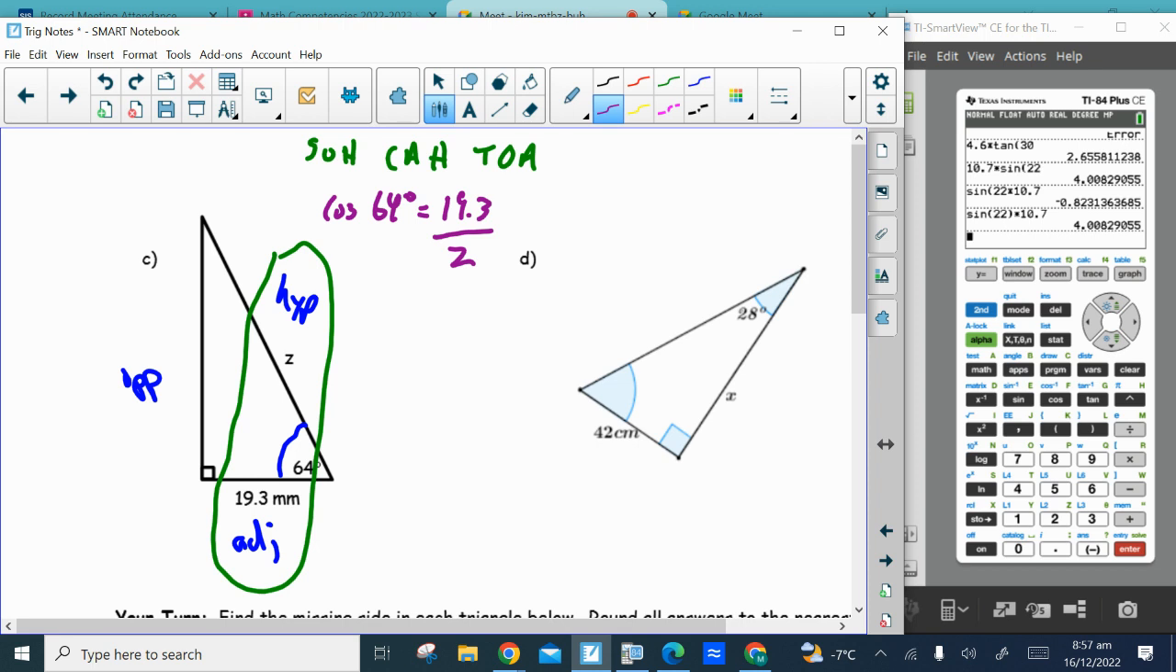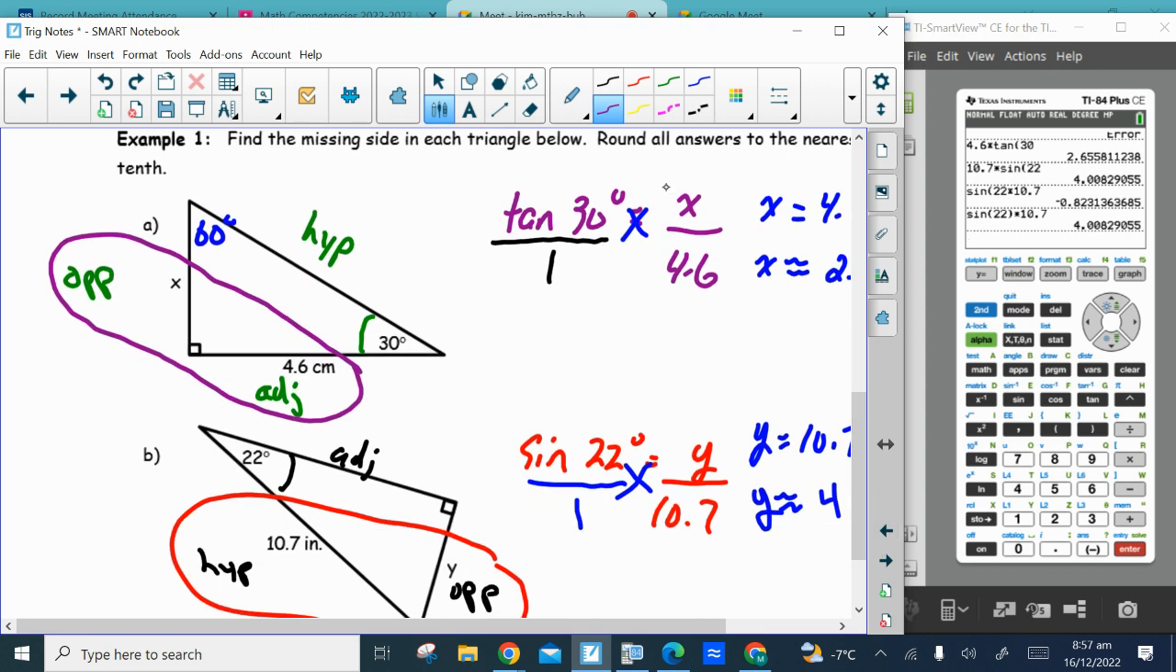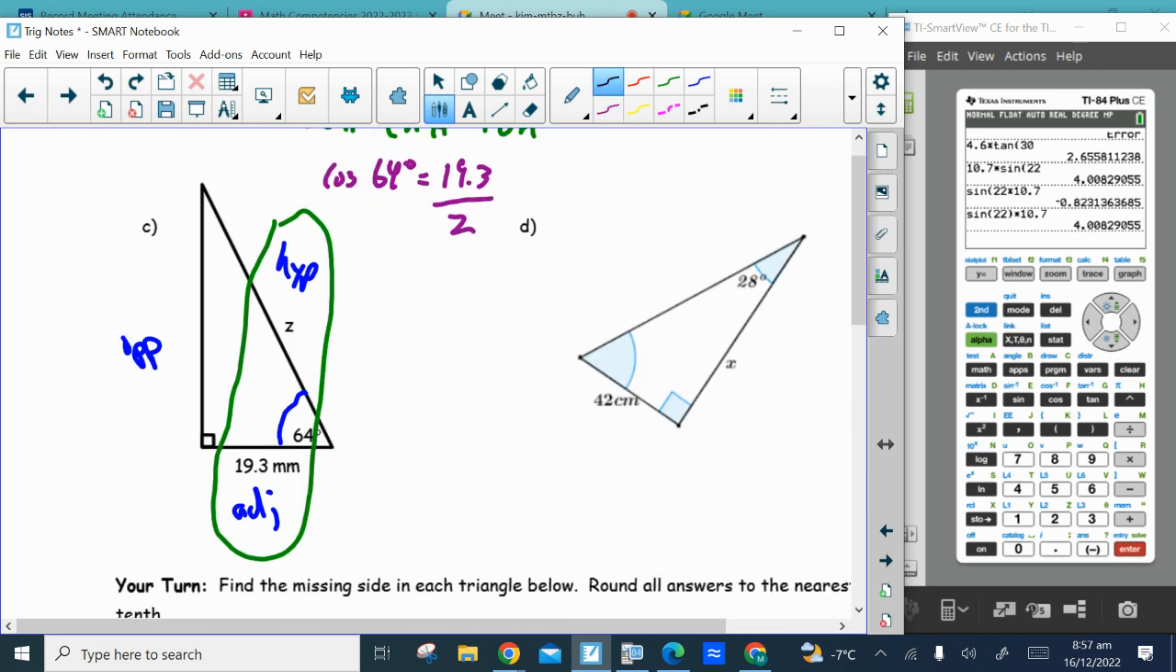This one's a little bit different than the previous ones we did, because if we look back at the two ones we just did, the variable was on top of the fraction. If we look back, those two examples, the variable was on top. In this case, the variable is on the bottom. It doesn't change what our next step is, though.